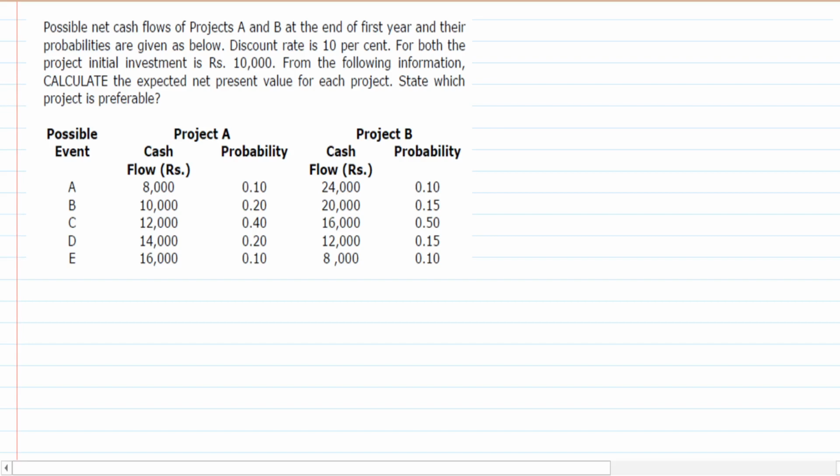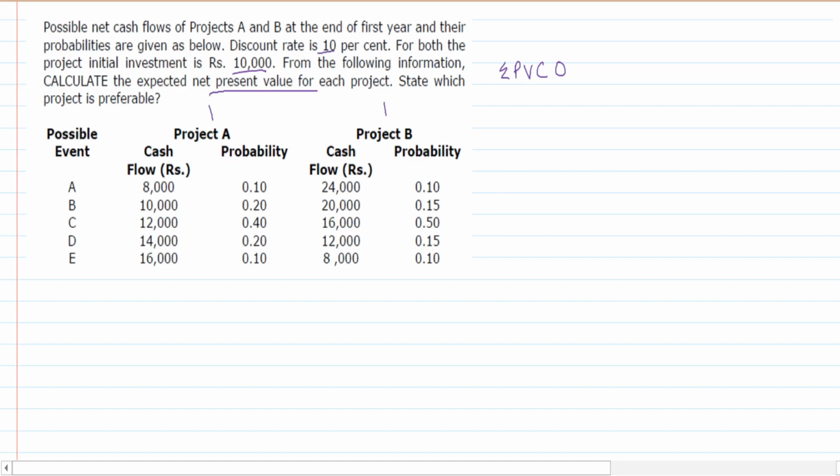So as you can observe in the table, they have given us two projects, project A and project B. Different events are given. Based on the event, what shall be the cash flow is given, and the probabilities are given. Similarly, it has been given for project B. Question is to calculate the net present value. They are also saying that for both the projects, the initial investment is rupees 10,000. Initial investment, we can understand as the present value of the cash outflow. Discount rate is also given. They are saying it is 10%.